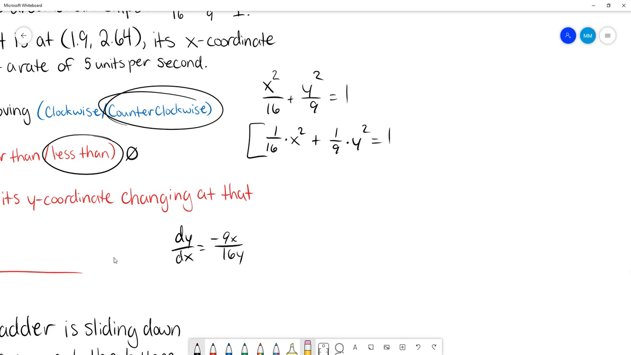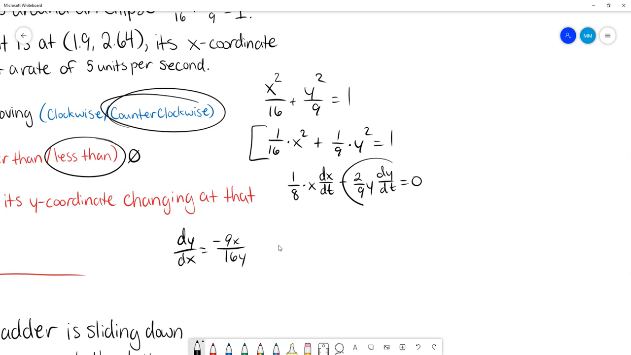And we're going to take that derivative again, but this time with respect to t instead of x. So again, the derivative of x squared is going to be 2x, so I get 1/8 times x, except now it's with respect to t, so it's also dx/dt. Plus 1/9. We remember our derivative of y squared was 2y, so it's 2/9 y dy/dt equals 0.